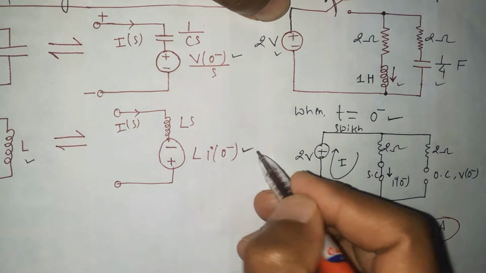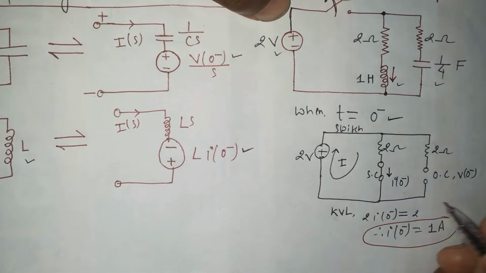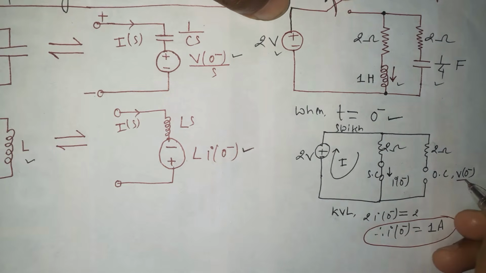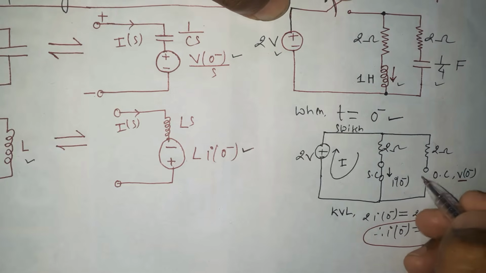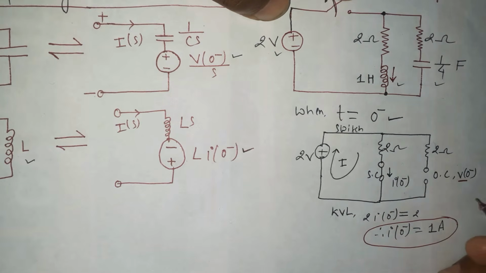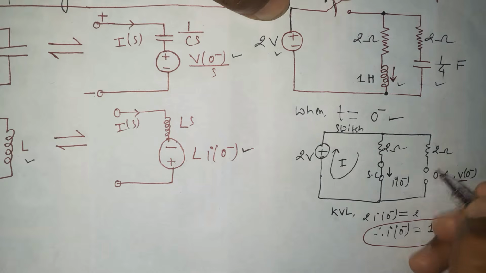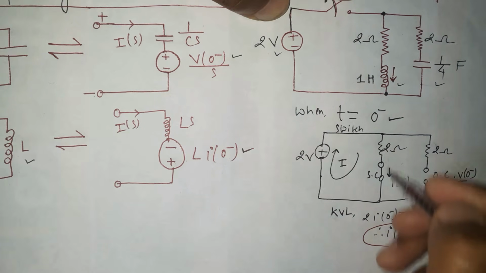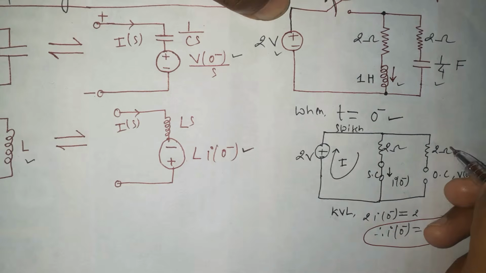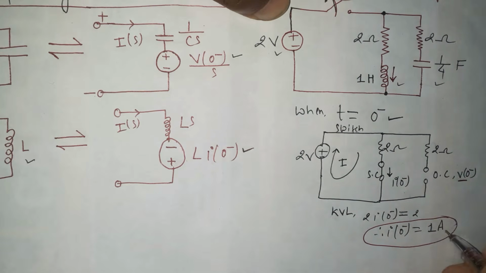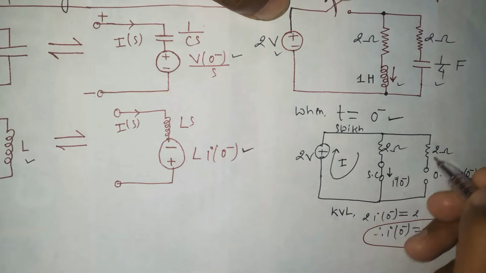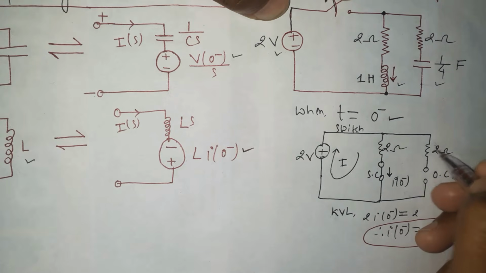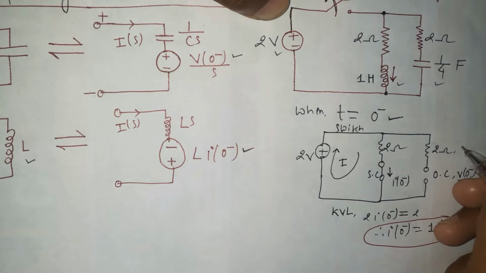We need I 0 minus and V 0 minus. Let's do the calculation for V 0 minus. Here V 0 minus is the voltage across this capacitor when t equals 0 minus. The current flowing through this circuit is calculated as 1 ampere, and here the capacitor is an open circuit, so there will be no current. Its corresponding voltage is 0.